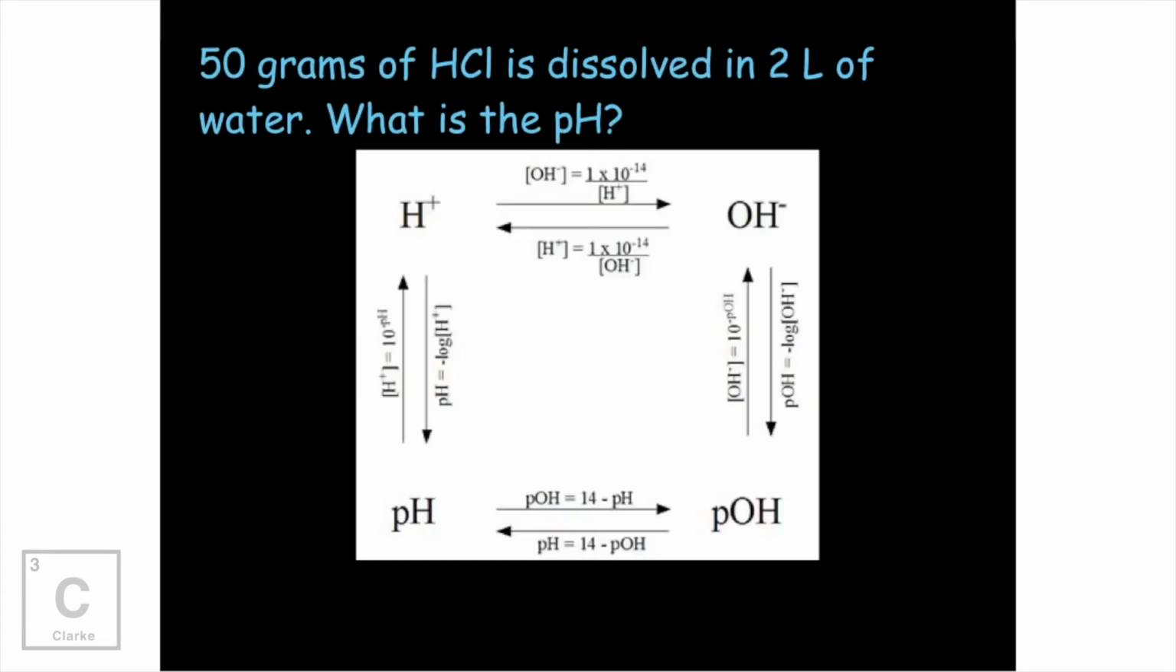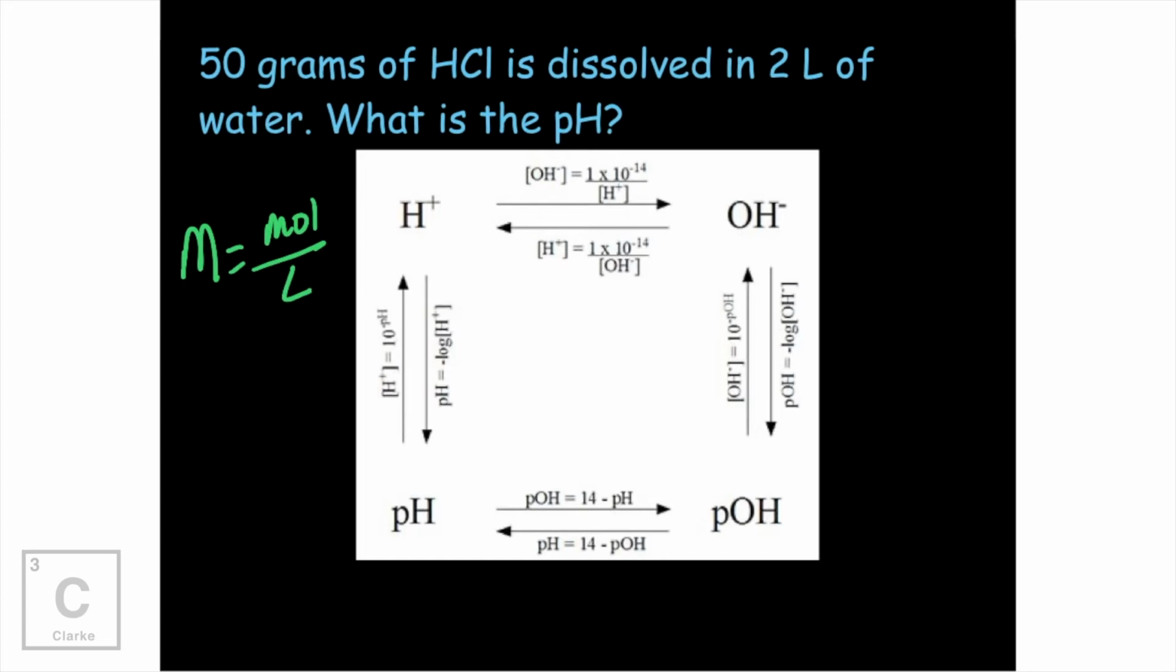Okay, let's try another problem. 50 grams of HCl is dissolved in 2 liters of water. What is the pH? There is nothing on here that tells us anything about grams and liters. That's because I wanted to make sure you understood we're solving for the molarity. Remember, molarity is moles over liters. Oh dang, we don't even got moles. I gave you grams.